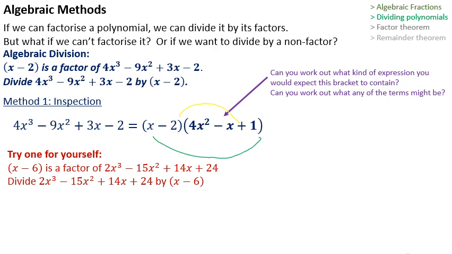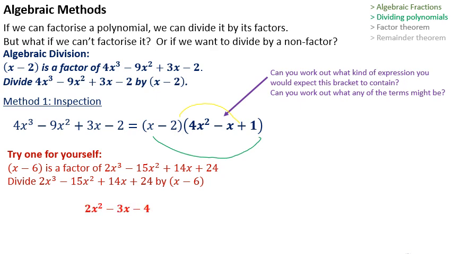x minus 6 is a factor of this cubic, 2x cubed minus 15x squared plus 14x plus 24. Therefore, you should be able to divide that cubic by x minus 6 using the same approach I've used here. Look for the x squared term first, look for the constant term, see if you can figure out what's going on in the middle to make the x squared terms match and to make the x terms match. Pause the video, have a go at that, and then check back to see if you've got the same answer as me.